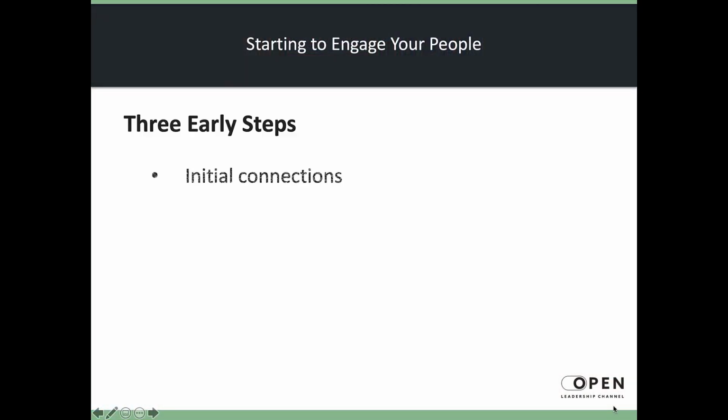So in summary then, that initial step towards starting engagement: make those early connections, work with your team and involve them in solving problems and planning activity, and then mobilize them into action with clear next steps and ongoing support as they take action.